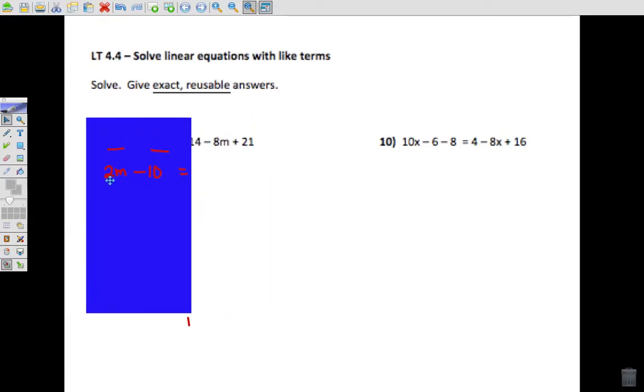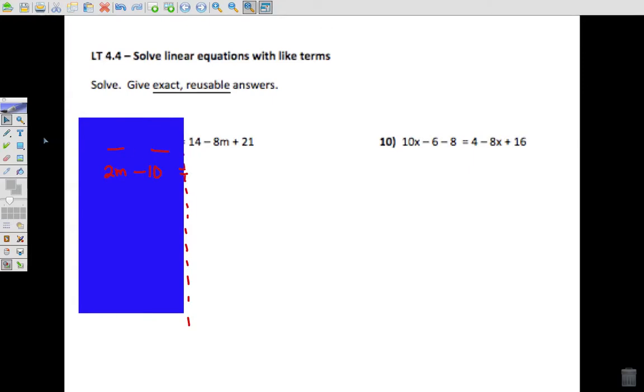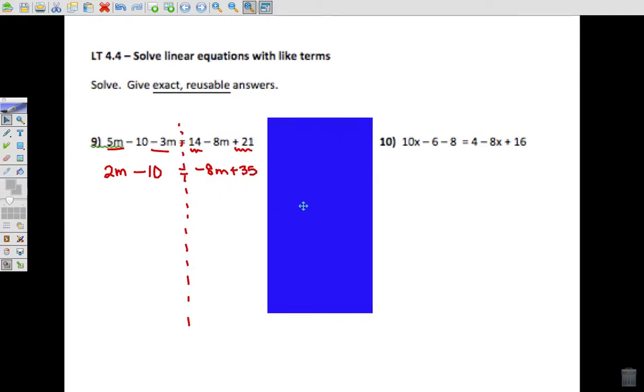So, ignoring the left side of the equation for a minute, let's look at the right side. I have two constants. I have a 14 and a plus 21. So I'm going to bring down my negative 8m because of the minus in front of it. And then positive 14 plus 21 is a positive 35. So I end up with negative 8m plus 35. Now I'm going to move that out of the way for now. We'll use it on the next problem in a minute.